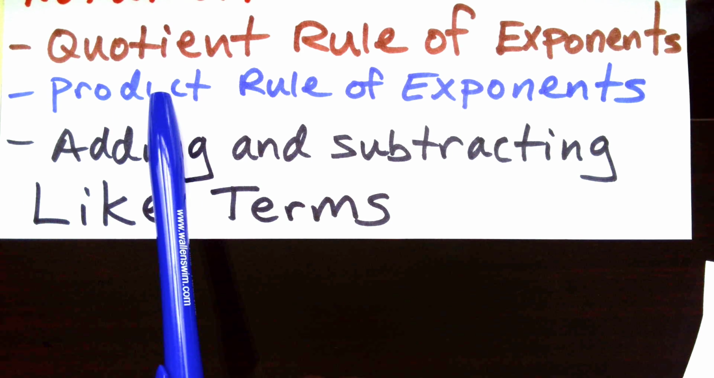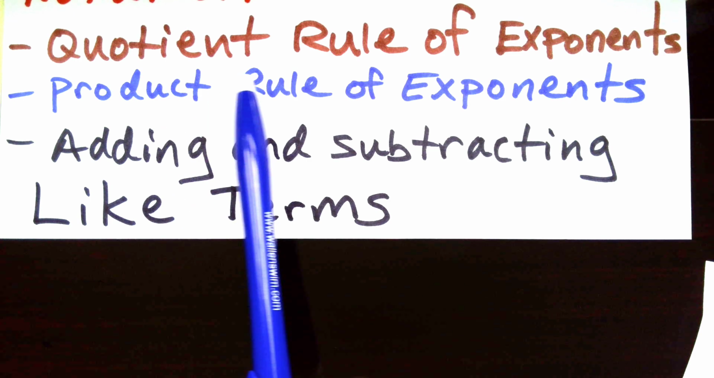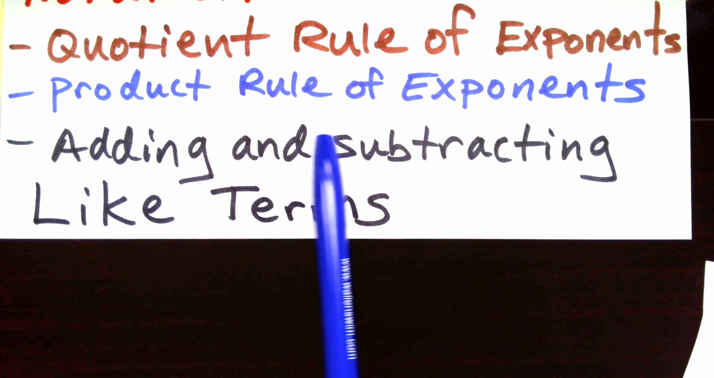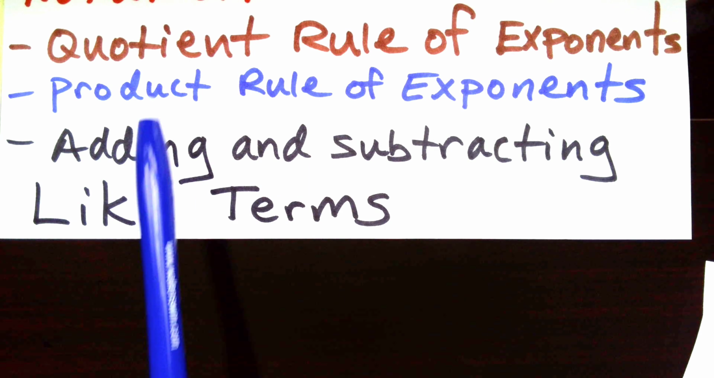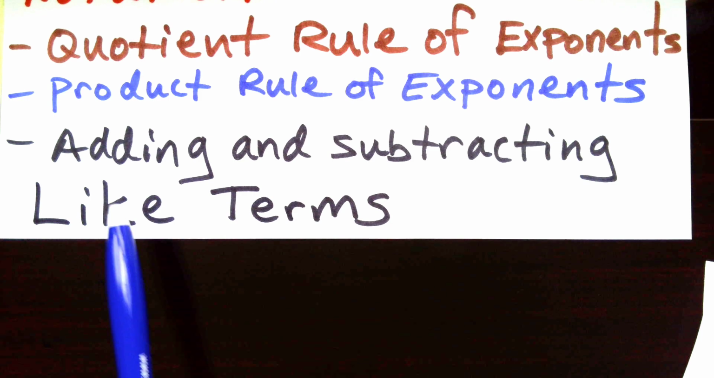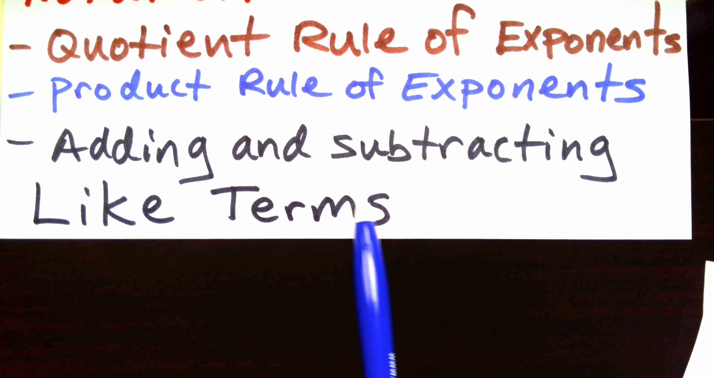You want to enter in worksheets with answers. Try to find with quotient rule of exponents, with the product rule of exponents. Remember, quotient is the answer to a division problem. Product is the answer to a multiplication problem. Adding and subtracting like terms.